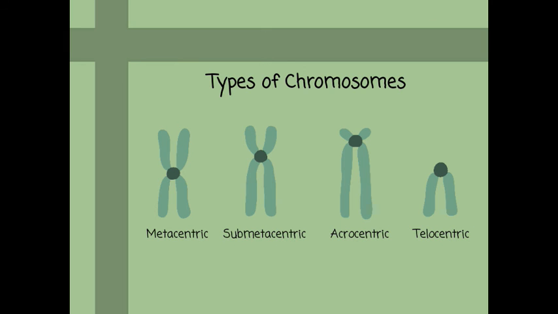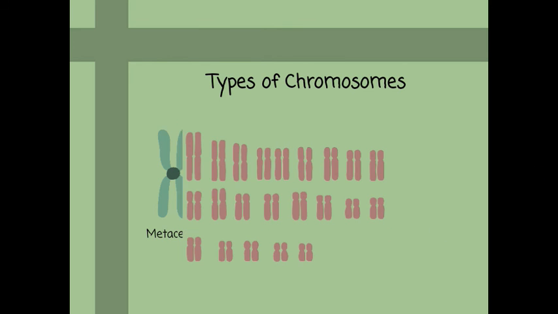Now let us have a look at the other type of classification. This is a much simpler type of classification. Here, the chromosomes are classified by whether they are autosomes or sex chromosomes. This is a representative image of a typical human karyotype.